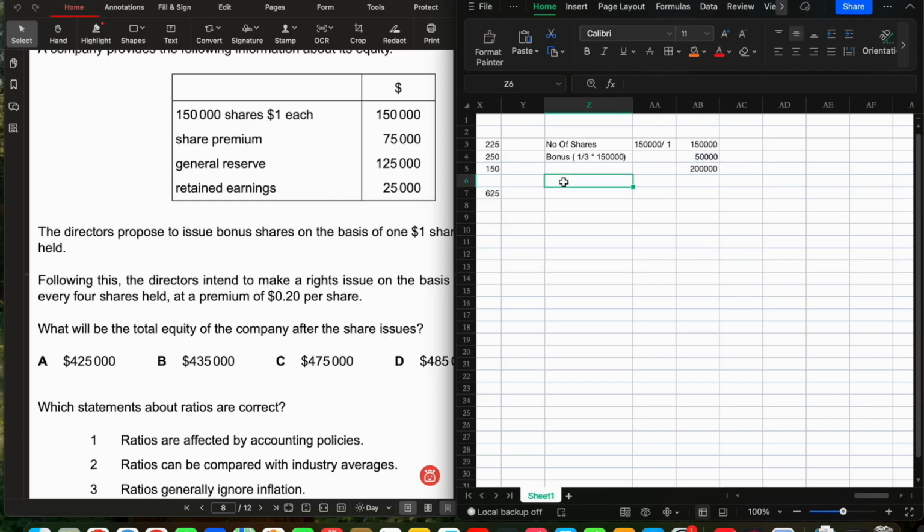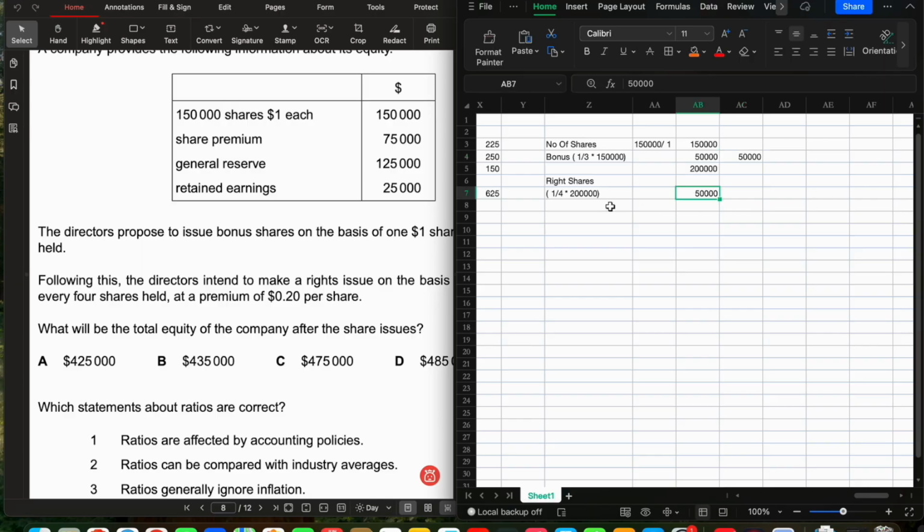Okay. Then comes the rights shares. The rights share proportion is, we will give you 1 share for every 4 held. Now after issuing the bonus shares, we have 200,000 shares. So if we multiply this by 1 divided by 4, we'll get another 50,000 shares. We need to multiply the value. Okay, the share is issued at $1 each, so the value of this is still 50,000.